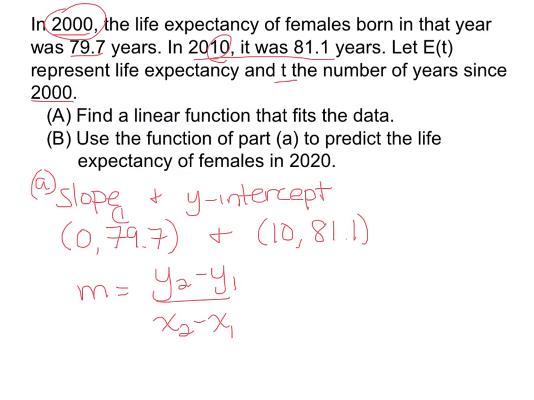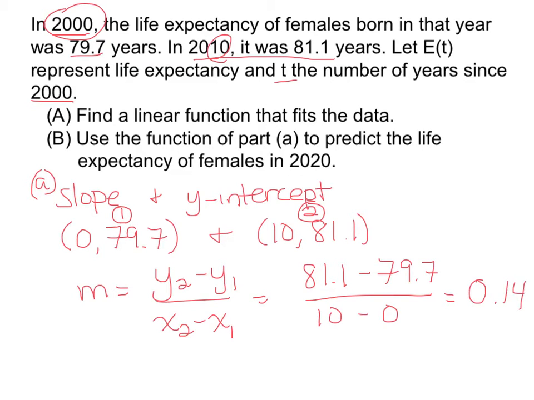Here I'm going to let this be my first point and this my second point. By plugging this into my calculator, you can find 0.14 as the slope. Now for the y-intercept, remember that the y-intercept is where x, or in this example, t, is 0. Here, t is 0. Therefore, the y-intercept is going to be 79.7.